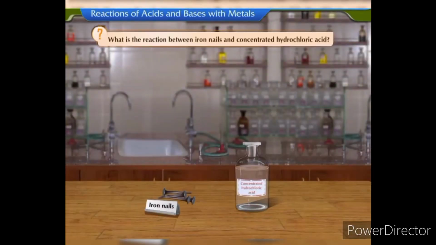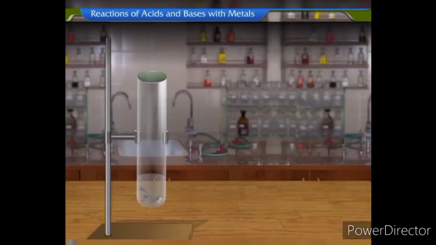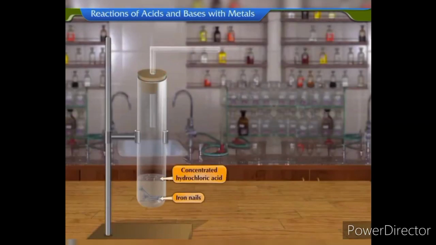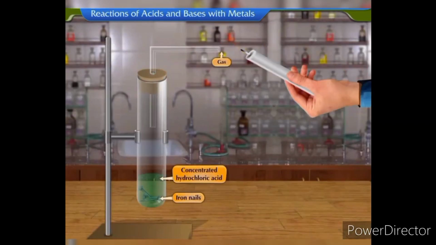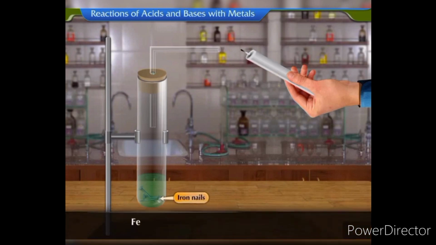What is the reaction between iron nails and concentrated hydrochloric acid? When iron nails react with concentrated hydrochloric acid, a gas is evolved. This gas burns with a popping sound and the candle extinguishes. Iron reacts with concentrated hydrochloric acid to form iron chloride and hydrogen gas.